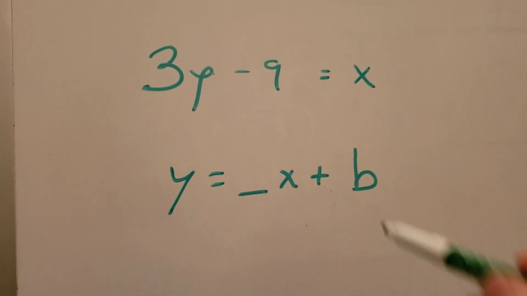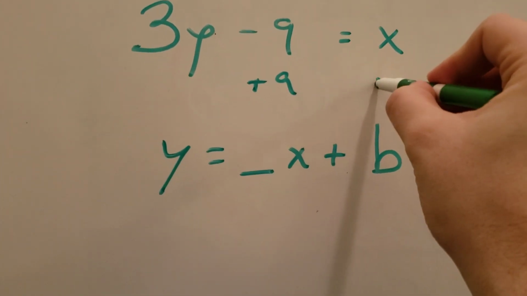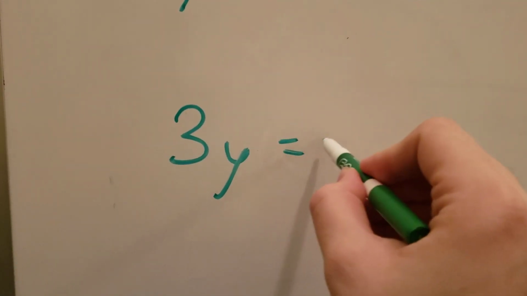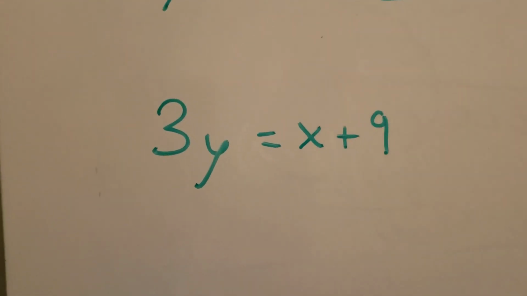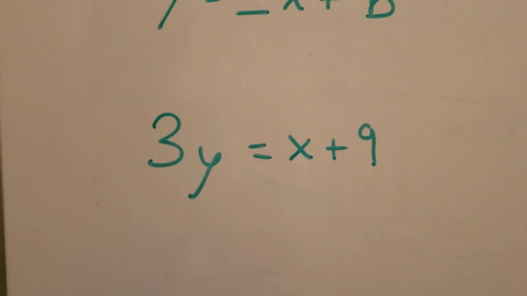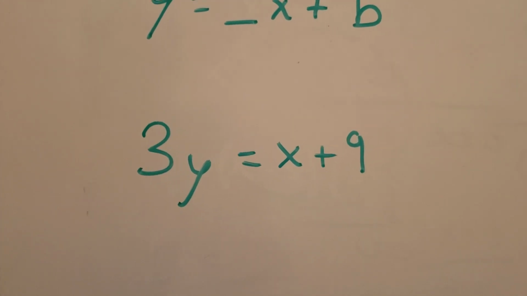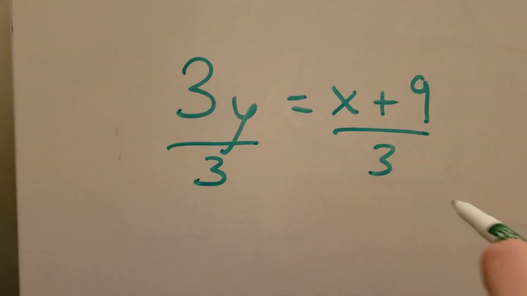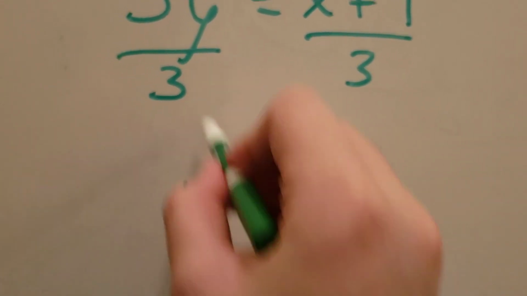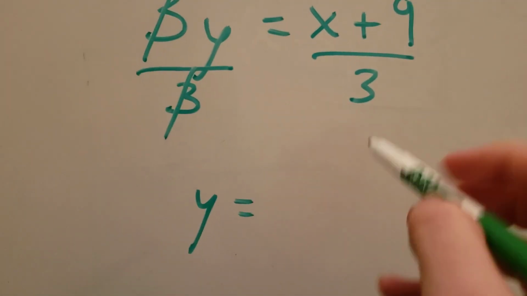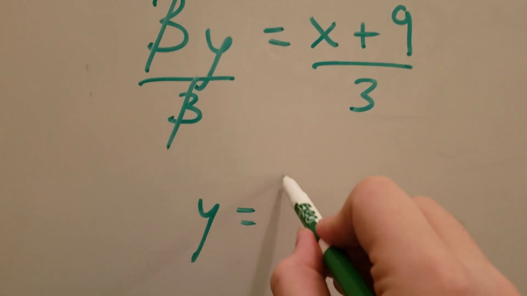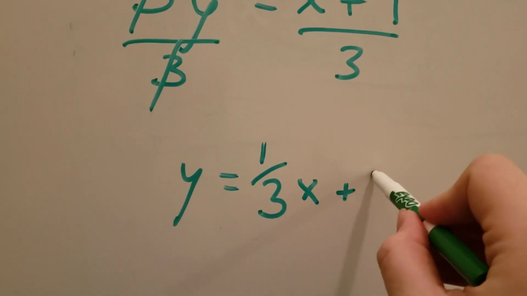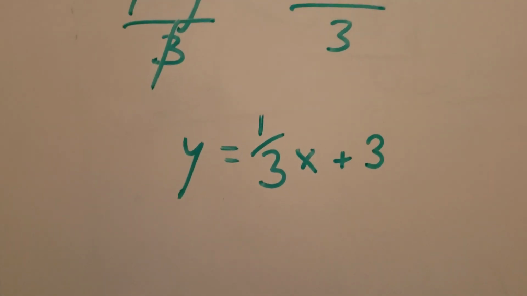So the first thing we're going to do is add 9 to both sides. That way we're going to end up getting 3y equals x plus 9. Now y is almost by itself, but as you can see there's a 3 in front of it, so we need to divide each side by 3. When we do that, we get y by itself because these 3's cancel. X has a 1 in front of it, so you get 1/3 x. And then 9 divided by 3 is 3. And as you can see, now it is in slope-intercept form.